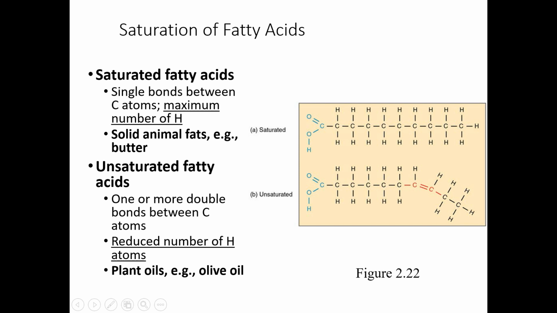Unsaturated fatty acids can be bonded once or usually many times, and they lack some hydrogen molecules. They have a reduced number of hydrogen, and those are your oils that are liquid at room temperature. The only exception would be coconut oil, which can be solid at room temperature, but coconut oil is unsaturated fat.